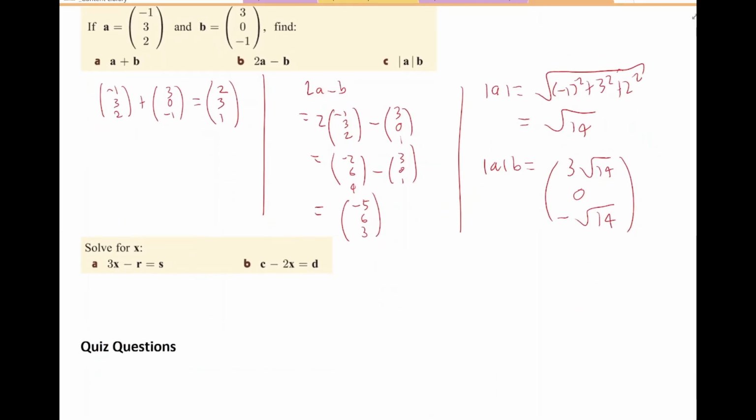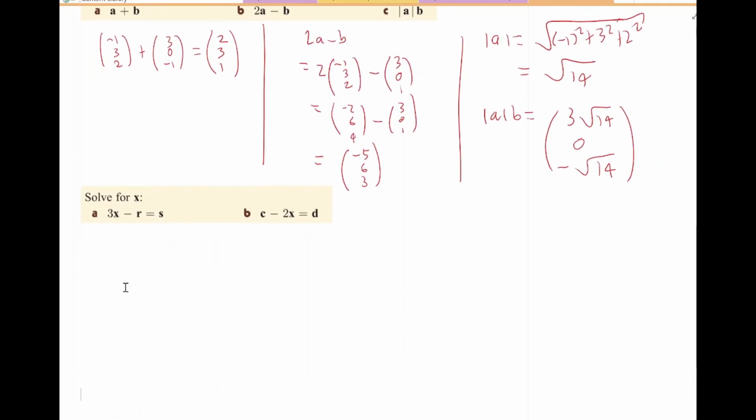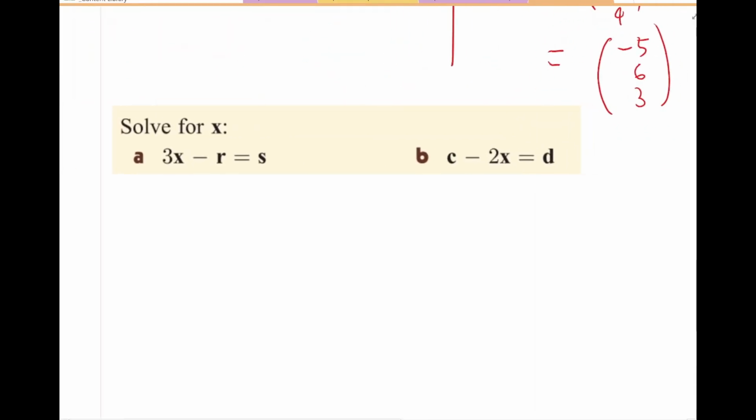The other thing that you like to do is algebra with vectors. So this is the same as algebra with real numbers. We're going to solve this for x. I would get, adding r to both sides, 3x equals s plus r. And since these are all vectors, I'm going to draw it with little lines underneath. So I'm going to get, dividing by 3 essentially.